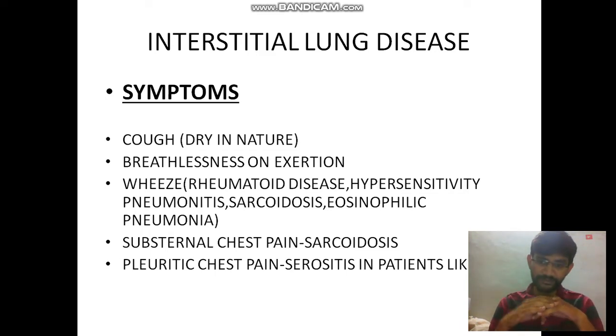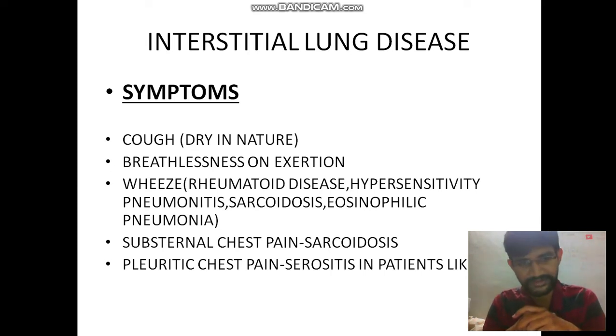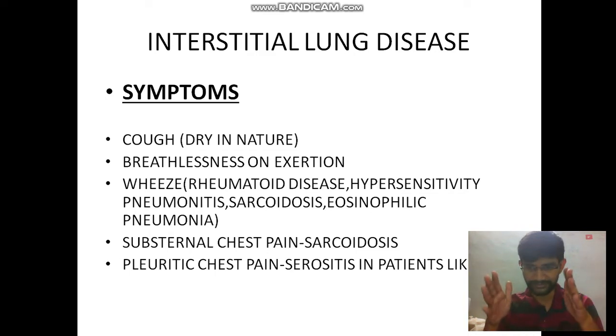breathlessness, which worsens on exertion, wheeze. If the person with ILD has a wheeze, one of the following disorders has to be suspected: rheumatoid disease, hypersensitivity pneumonitis, sarcoidosis, and eosinophilic pneumonia. The other is central airway diseases, which also cause wheeze.